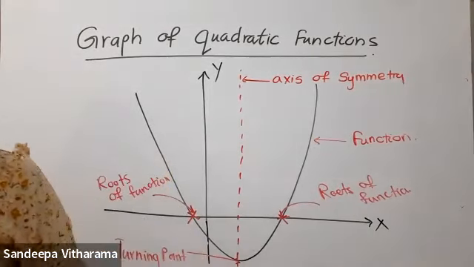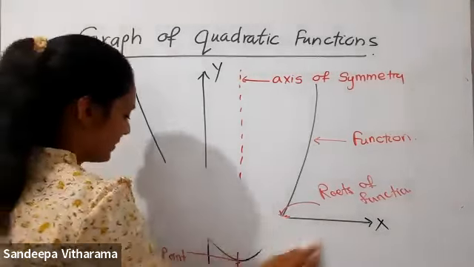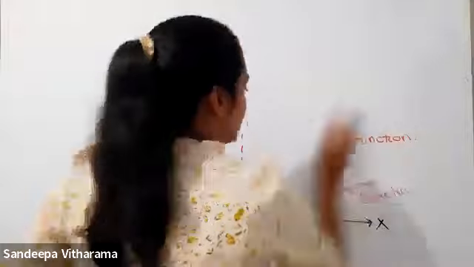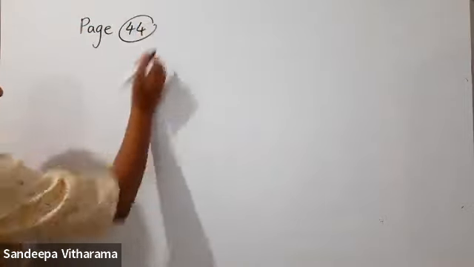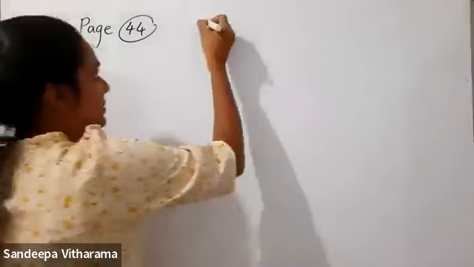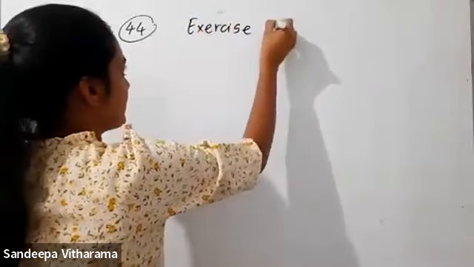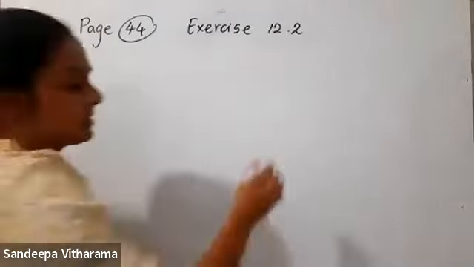Okay, if you finish with this, take your textbooks. Take your grade 11 textbook and turn to page number 44. On page number 44, move to the second question. That means I am discussing here exercise 12.2, second question.